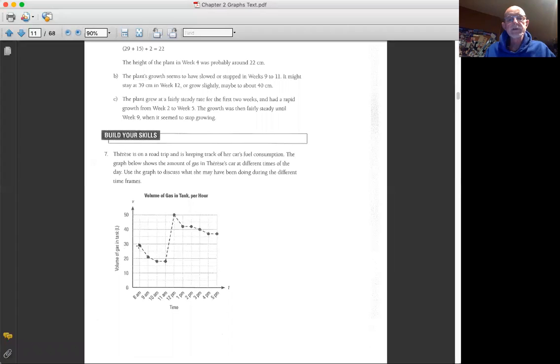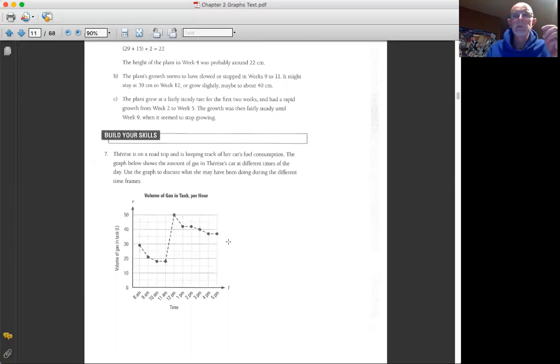Okay, trees, you need to read this a little bit carefully. What these data points are is how much gas is in the tank. It's not how much you used, it's how much gas is in the tank. So if you started at 8 a.m. with 30 liters of gas, and then by 9 was down to 20, and then was down to maybe 17, same. What is happening here?